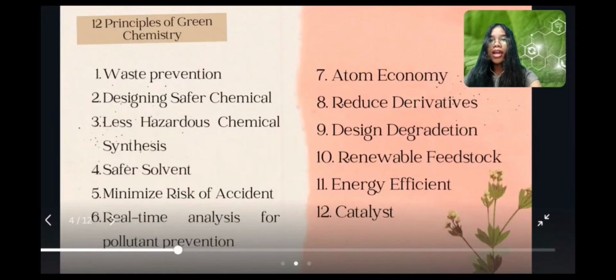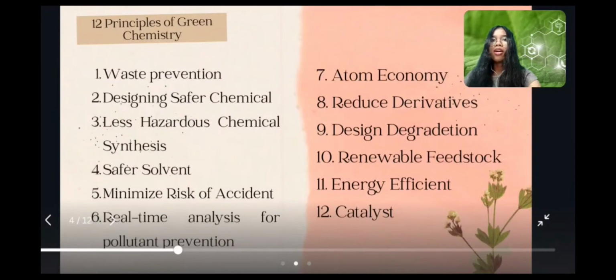11. Energy efficiency. Energy requirements of chemical processes should be recognized for their environmental and economic impact and should be minimized if possible. Synthetic methods should be conducted at ambient temperature and pressure. 12. Catalysts. Catalytic reagents are superior to stoichiometric reagents.